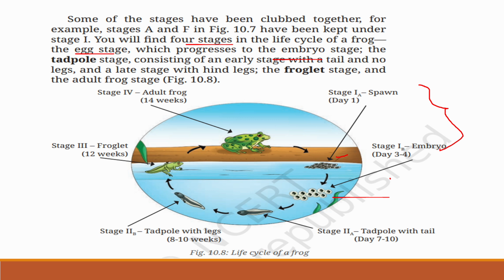And next stage is tadpole stage. This tadpole stage consists of an early stage with a tail and no legs and a late stage with the hind legs. See stage 2A, tadpole with the tail but with no legs. Then a late stage with the hind legs. See tadpole with the legs, 8 to 10 weeks. Then the froglet stage. Third stage is froglet, around 12 weeks. And the final stage is adult frog, stage 4, 14 weeks.